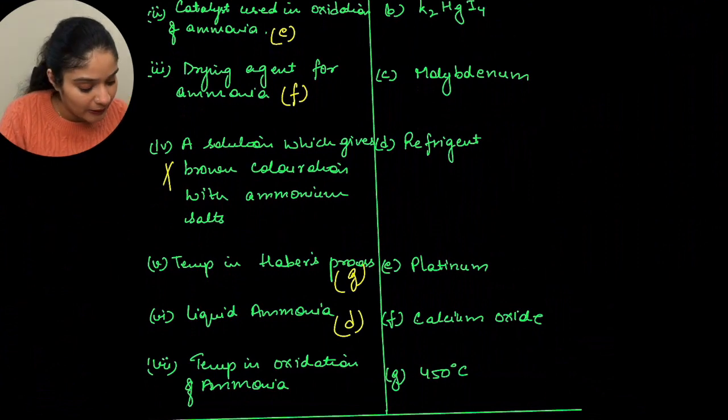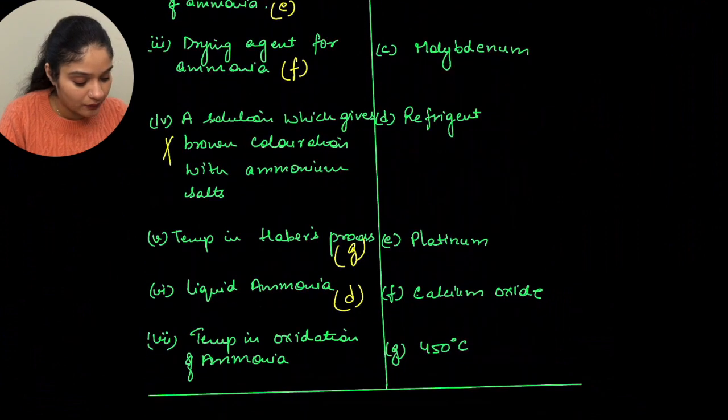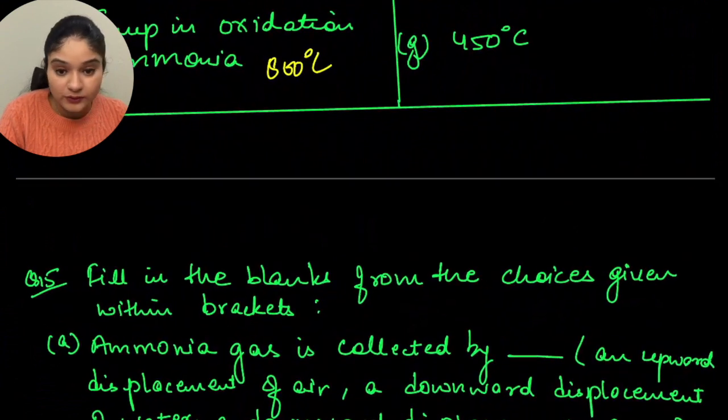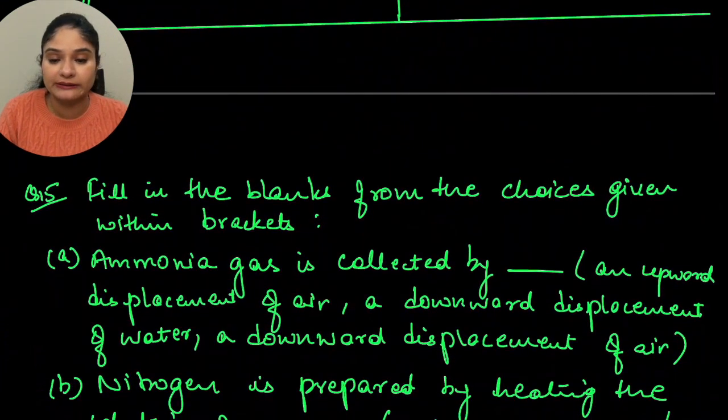Then the next is temperature in oxidation of ammonia is 800 degrees Celsius. And I think that's it. Let's move to the next question. Fill in the blanks from the choices given within brackets.